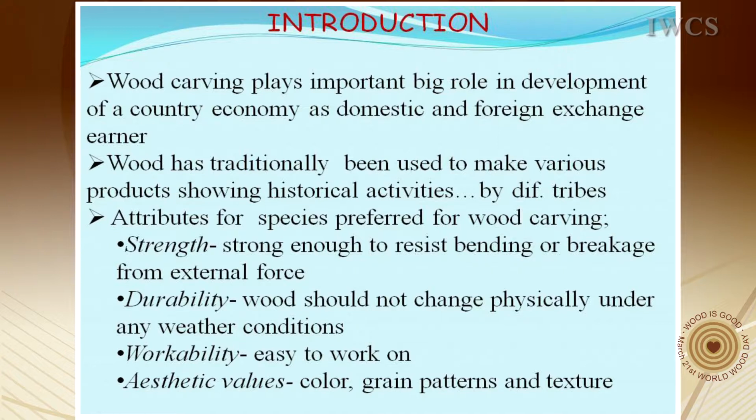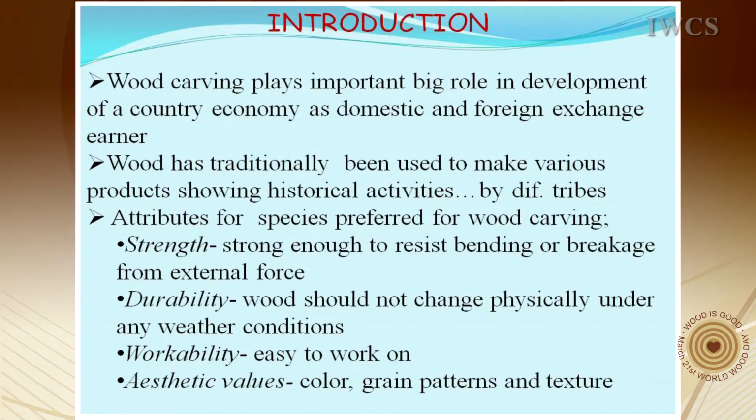Attributes for species preferred for wood carving: we have different properties that the wood carvers look for as they make their sculptures. I've given a few examples. We have strength, such that the wood has to be strong enough to resist bending and breakage. Two, it has to be durable. Three, the wood has to be soft for easy workability. For example, the wood carvers out there are using very good wood, and it's quite workable by very simple tools.